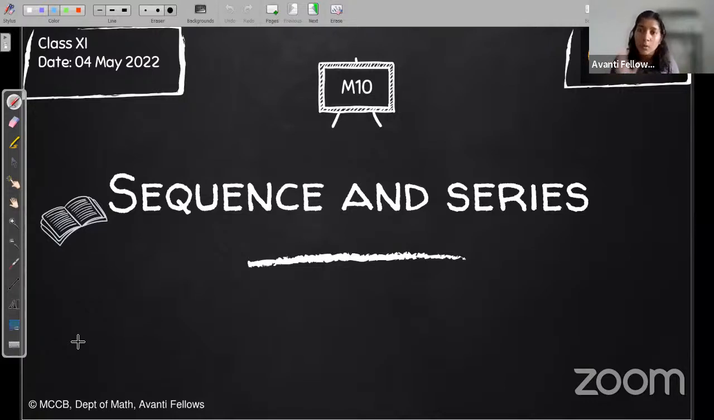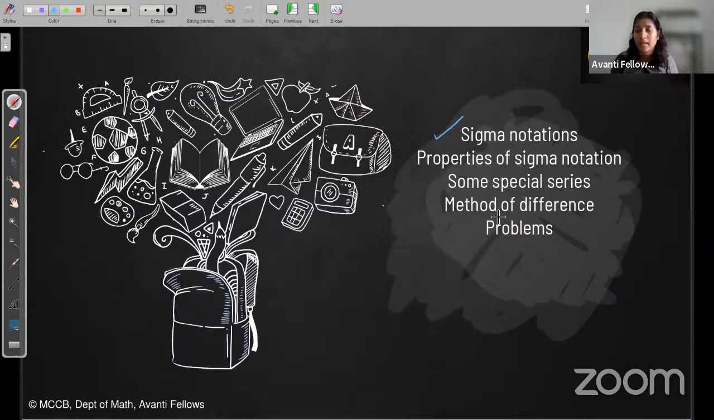In today's class, we'll solve some more problems on arithmetical geometric series or series of a similar kind, and we'll see what sigma notation is and the properties of sigma notation. We'll also see some special series and the method of difference, what this method of difference is, and some problems based on it. So this will be the content of our today's class.